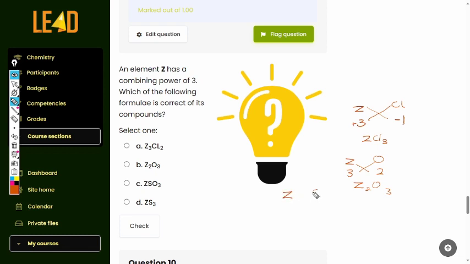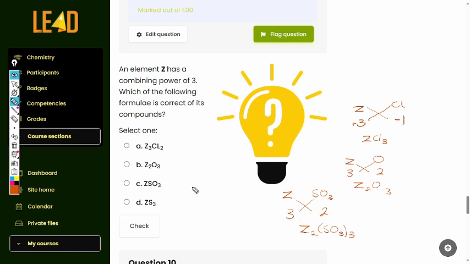When Z combines with a sulfate ion, this is an example of a polyatomic ion or a radical. It naturally has a combining power of 2, while Z has a combining power of 3. Once you cross this, you're going to have Z2, then 3 goes to SO3. You put SO3 in a bracket, then put the combining power at the end, which is not what we have here.